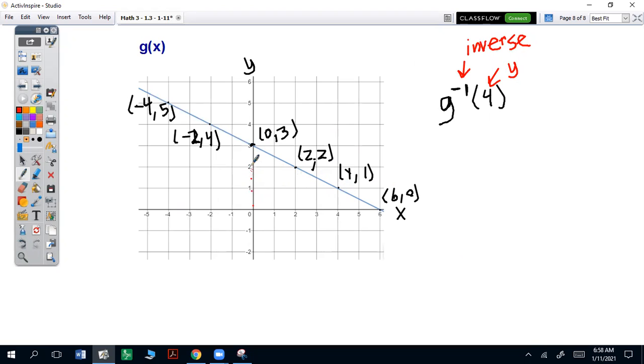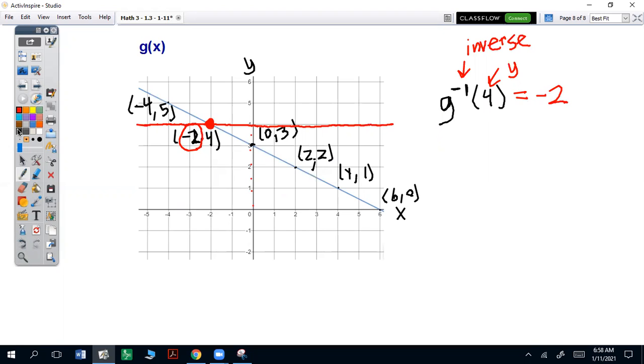So if you go up the y-axis, there's 4, and that's only going to hit the function in one spot, and that's going to be right there. And your output is -2. So if you think back on a table, you would look at the y value, report your x value. Same thing here. g inverse of 4 is -2.